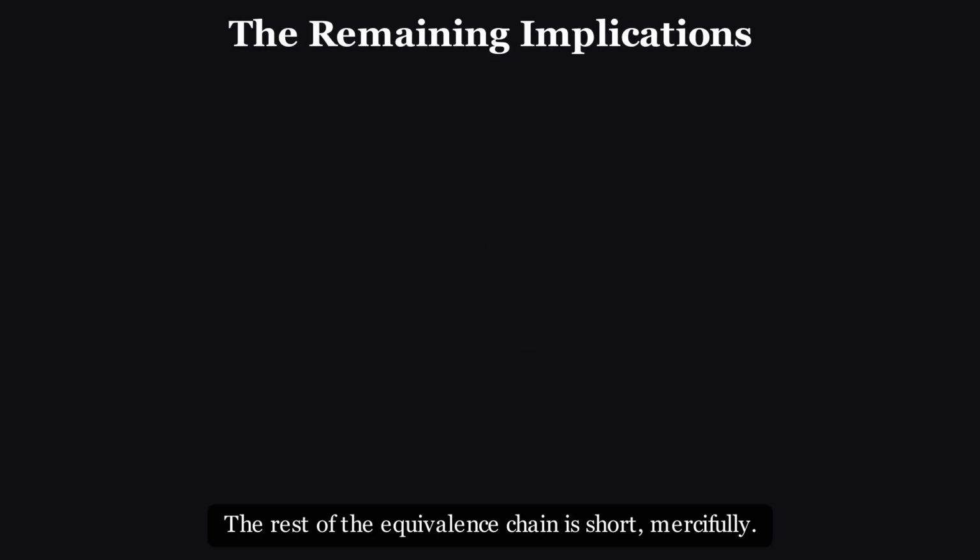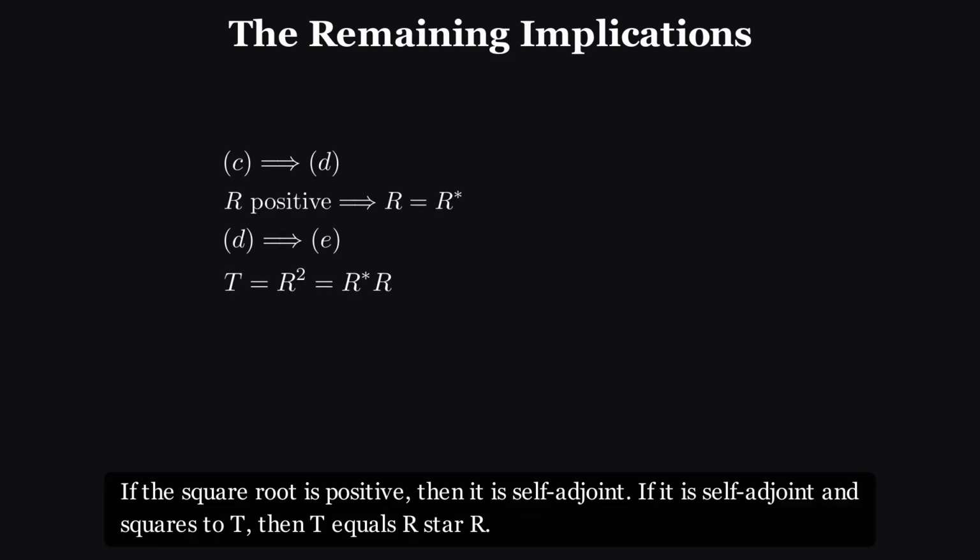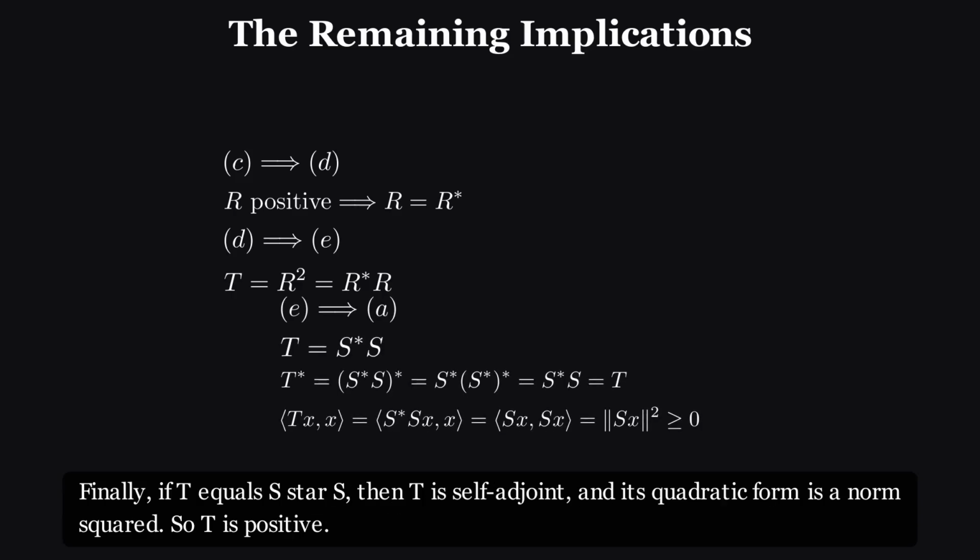The rest of the equivalence chain is short, mercifully. If the square root is positive, then it is self-adjoint. If it is self-adjoint and squares to T, then T equals R star R. Finally, if T equals S star S, then T is self-adjoint, and its quadratic form is a norm squared, so T is positive.